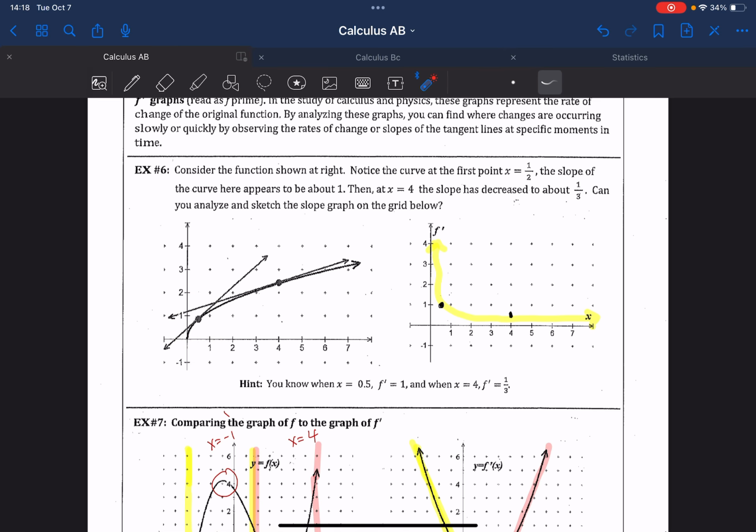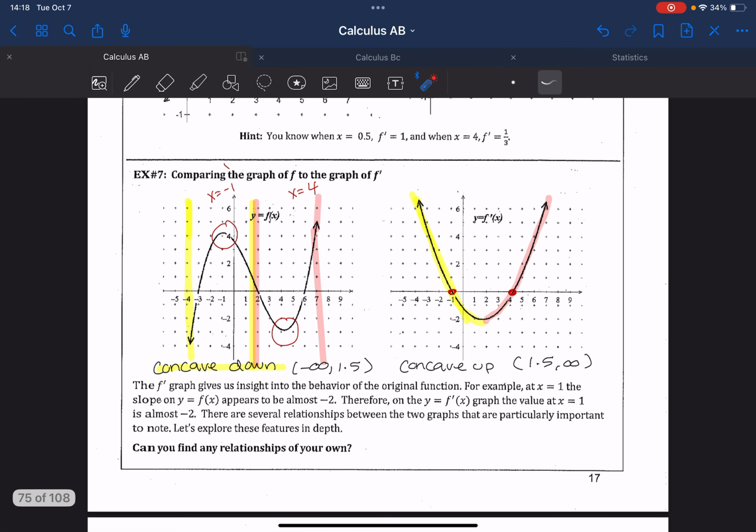The slope of the curve appears to be about 1. That's what this line is estimating here. Then at x equals 4, the slope has decreased to about 1/3. That's this line estimate here. Can you analyze and sketch the slope graph on the grid below? So we said that at 1/2 it appeared to be 1, so that was our first point, and then at 4 it appeared to be 1/3. If I was to plot those points, I would have a type of curve that had a slope that was slowly decreasing.